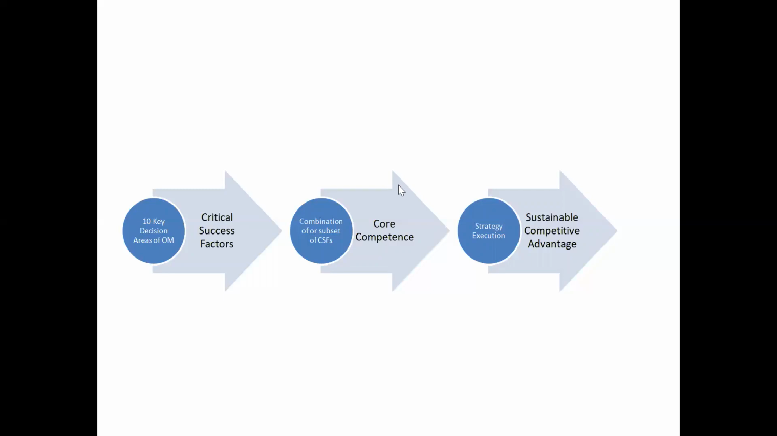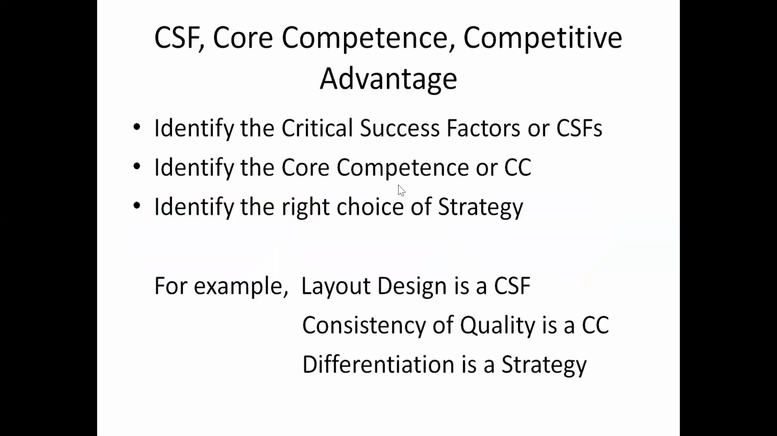The second arrow right in the middle talks about the core competence, which is the combination or subsets of critical success factors. And the third one is where we attain the sustainable competitive advantage through the execution of strategy. Sustainable competitive advantage depends on core competence and critical success factors, and how they are managed efficiently. The better they are managed, the better and longer-lasting your competitive advantage would be. CSF, core competence, and competitive advantage.